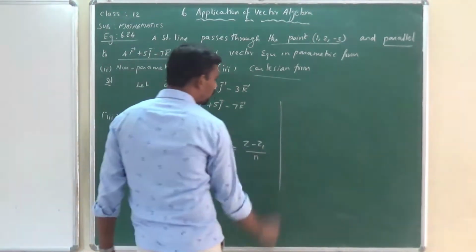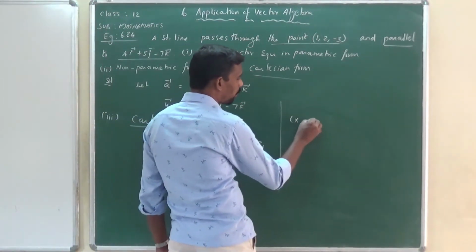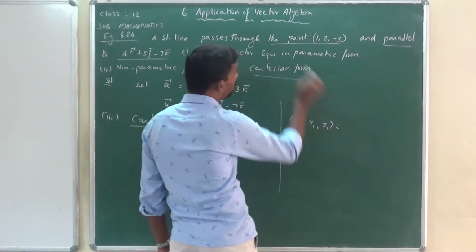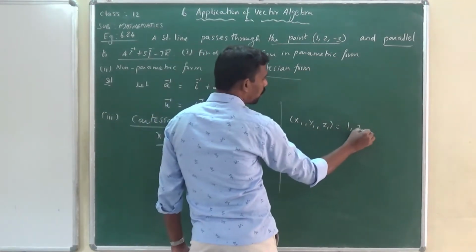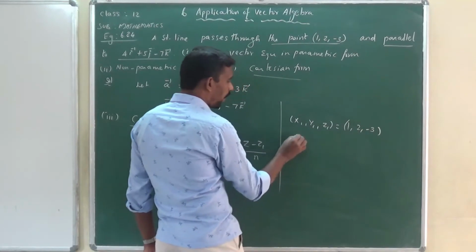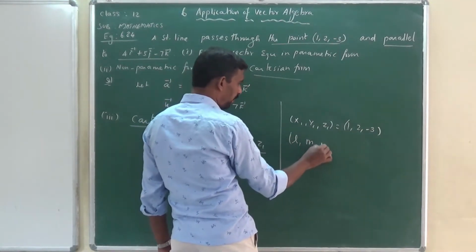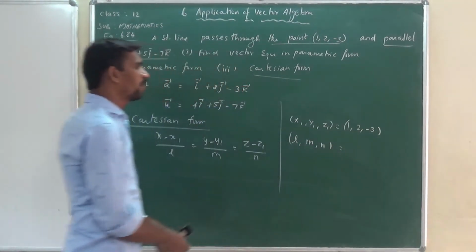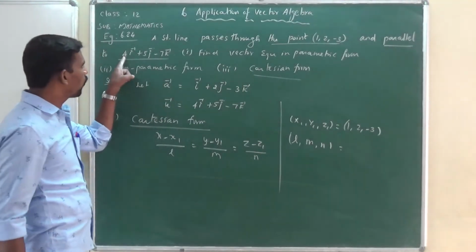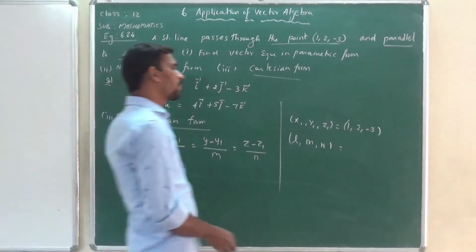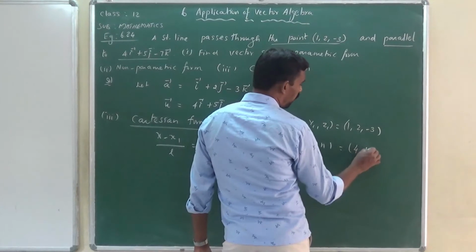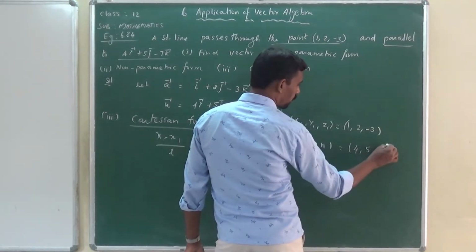Now we have to fix the given point x1, y1, z1, which is 1, 2, minus 3, and the vector l, m, n. This is the parallel vector, the coefficients of i, j, k. What is the parallel vector? It is 4, 5 and minus 7. So we put the ratio 4, 5, and minus 7.